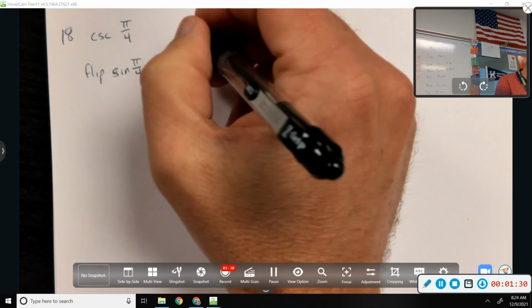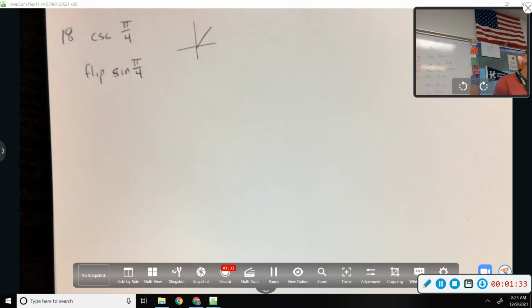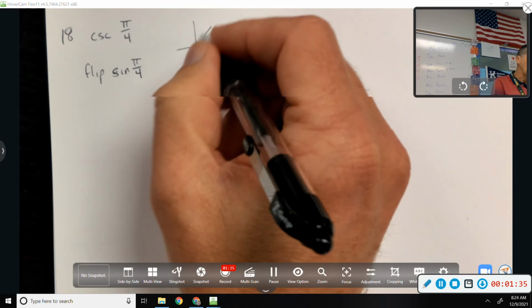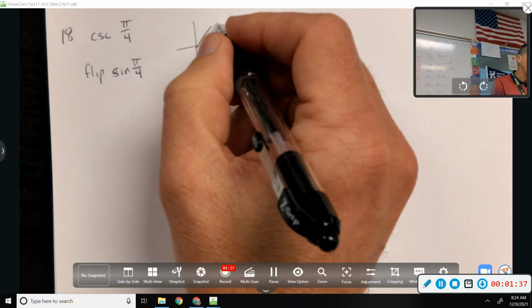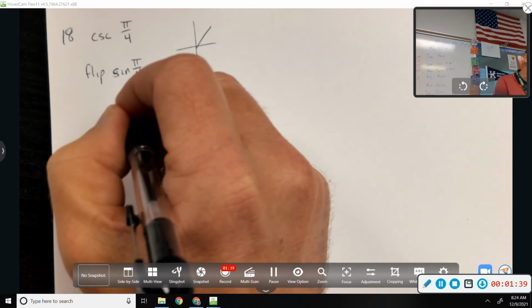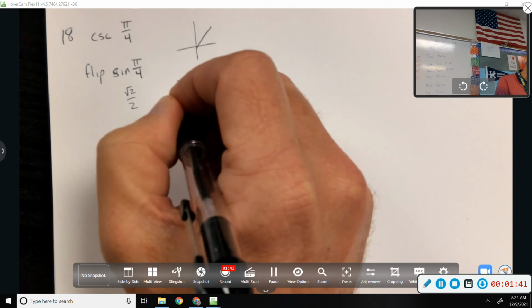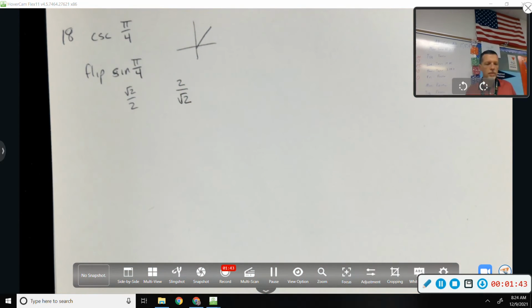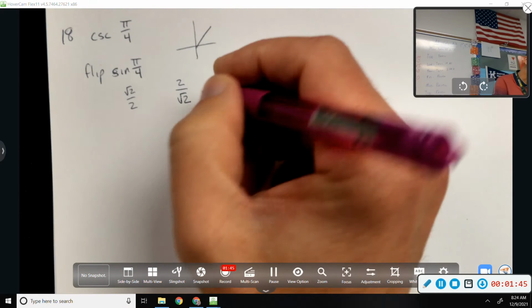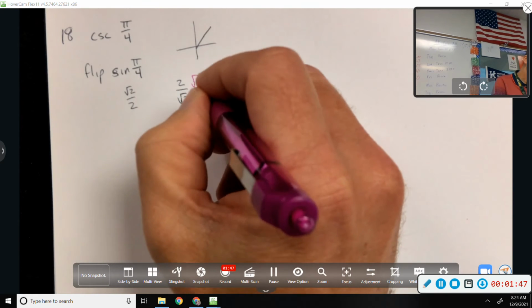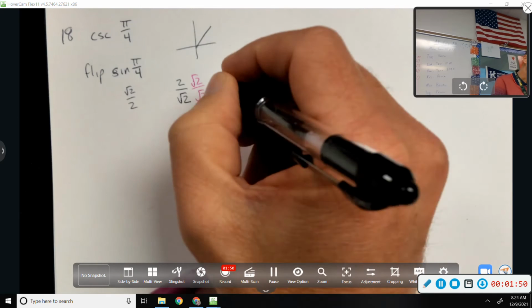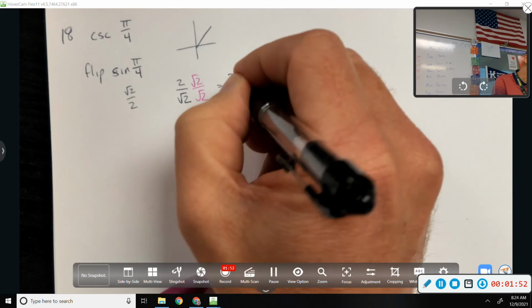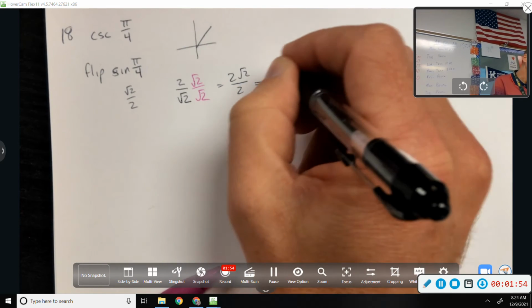So the sine of pi over 4, let's see, that's the one in the middle. Everything in the middle is root 2 over 2, but then I need to flip that. So 2 over root 2, and then I need to fix that. So 2 root 2 over 2, which is just root 2.